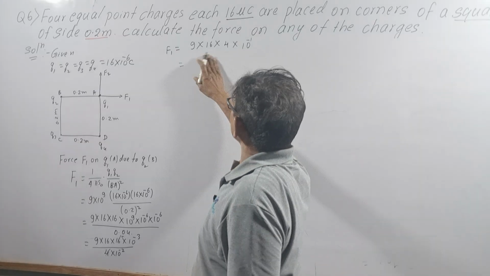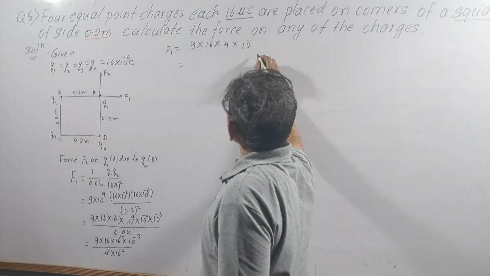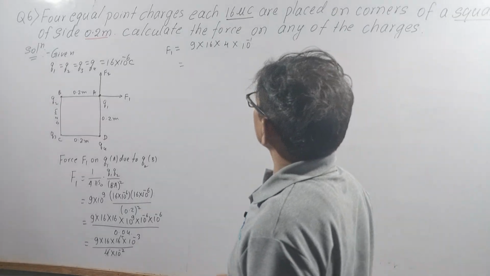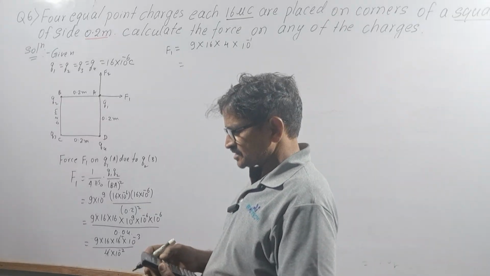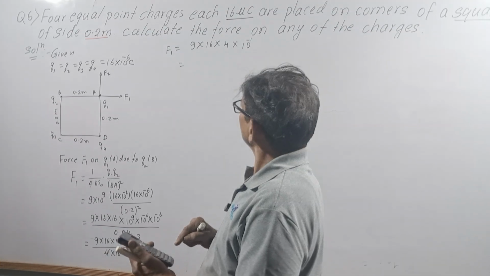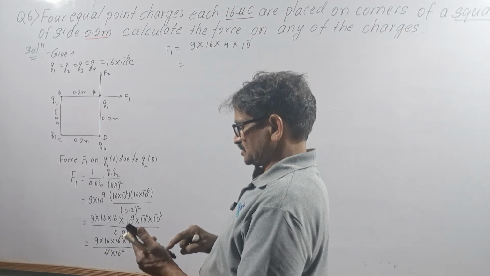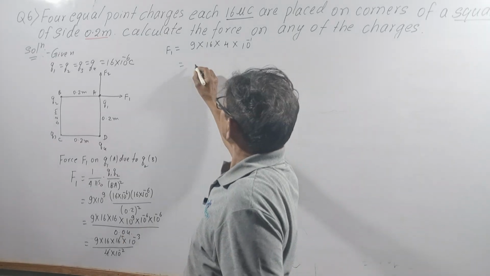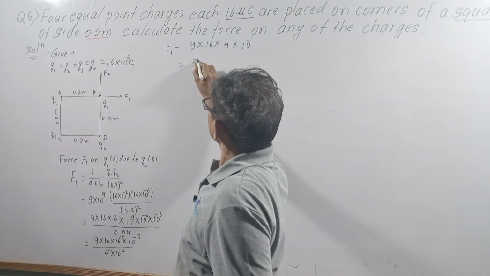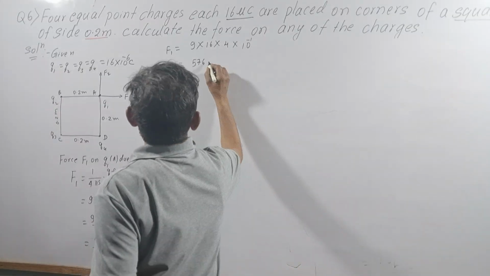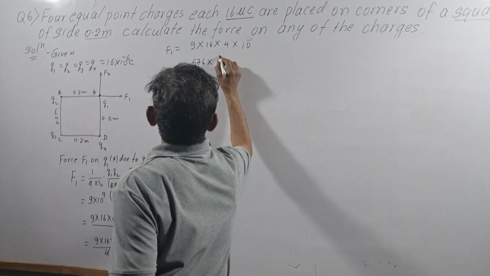What terms are we getting here? I am multiplying here. Otherwise, you can take help of the calculator, because simple calculators are allowed in the examination. That is 9 into 16 into 4 equal to, that is what? 576, means 576 into 10 to the power minus 1.